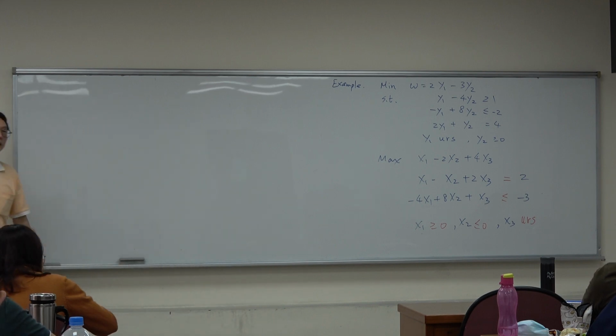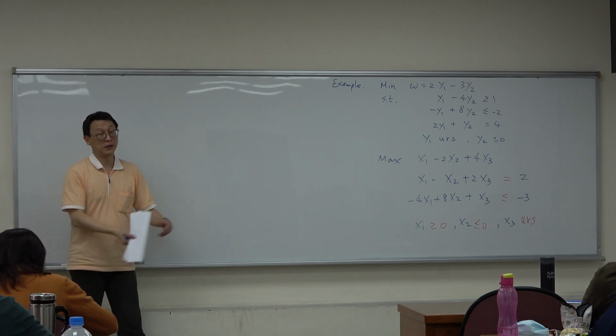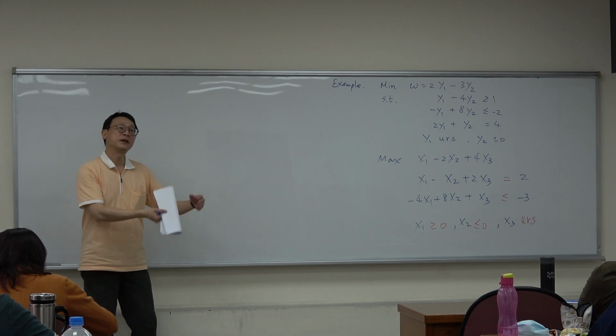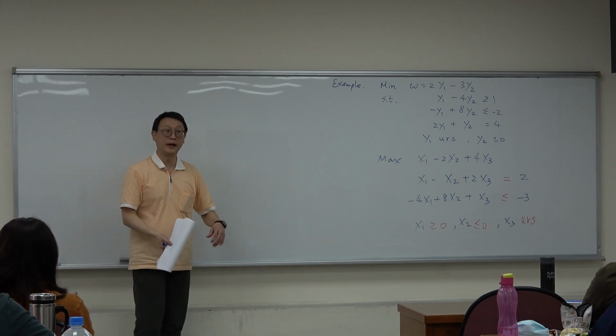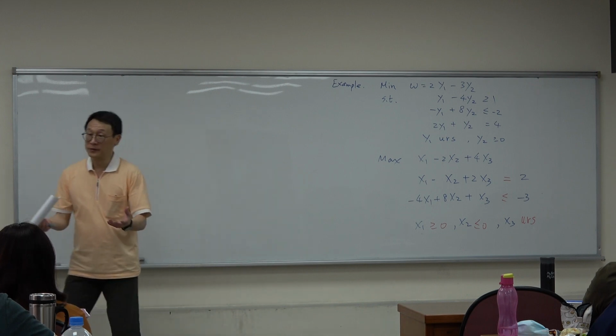The next story is that previously we already tried to find the upper bound for maximization. Based on that upper bound, in the following we find a dual problem.